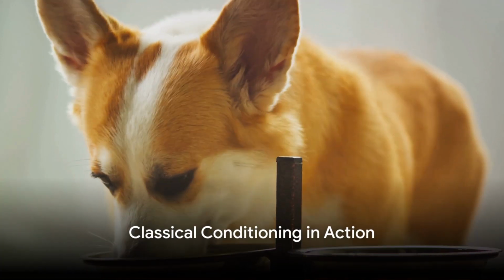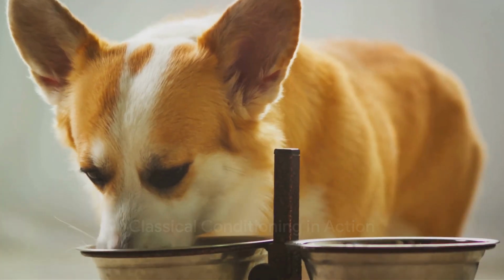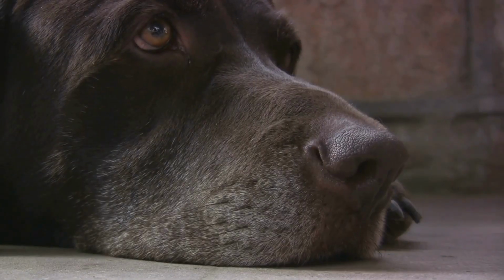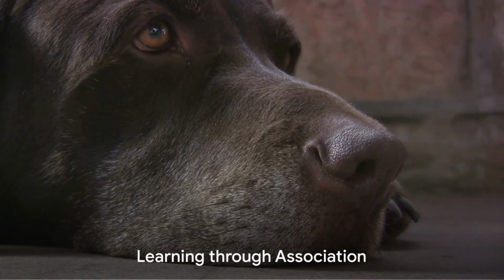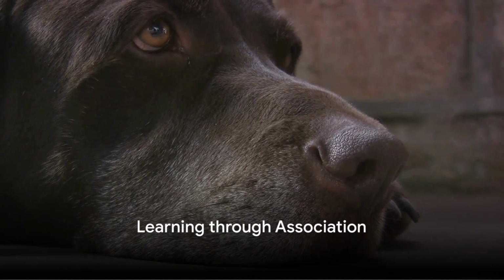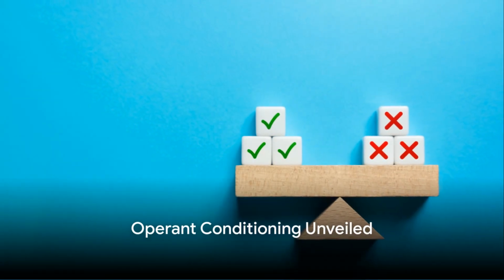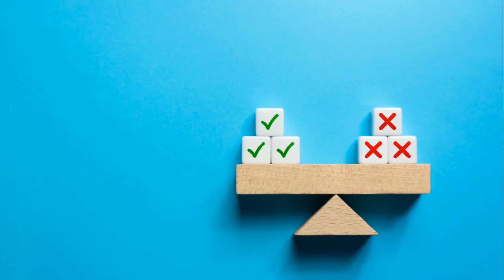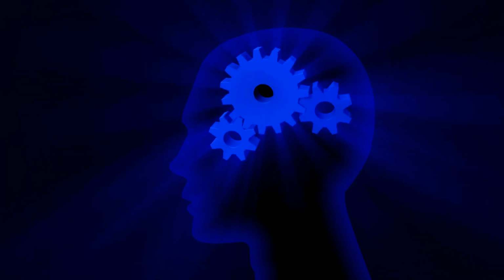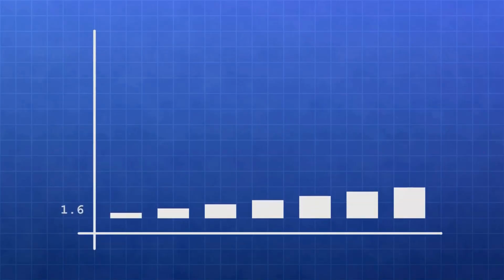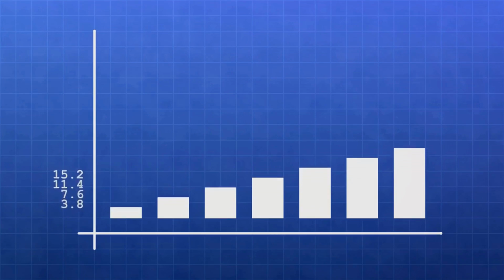This, my friends, is classical conditioning in action, a process of learning through association where a neutral stimulus becomes capable of eliciting a response that was originally caused by another stimulus. So, in a nutshell, classical conditioning is all about learning through association. Now, let's shift gears to operant conditioning, the brainchild of B.F. Skinner. This intriguing concept is all about learning from the consequences of our actions. It's a fascinating dance of cause and effect, where our behavior is shaped by rewards and punishments.